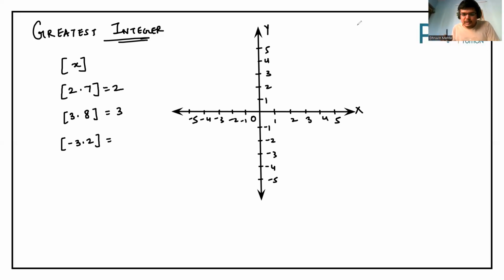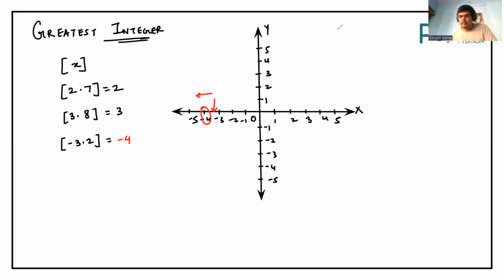See, where is minus 3.2 on the number line? So minus 3.2 will be somewhere over here. We want the integers which are smaller than this. So the answer is actually minus 4.